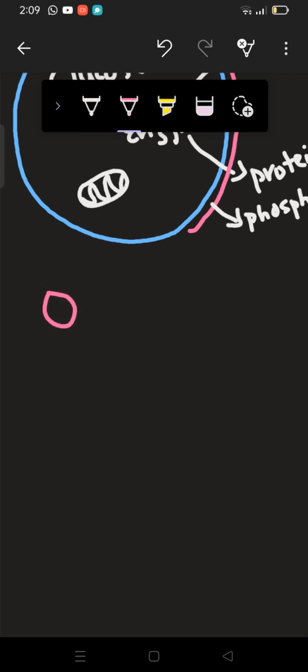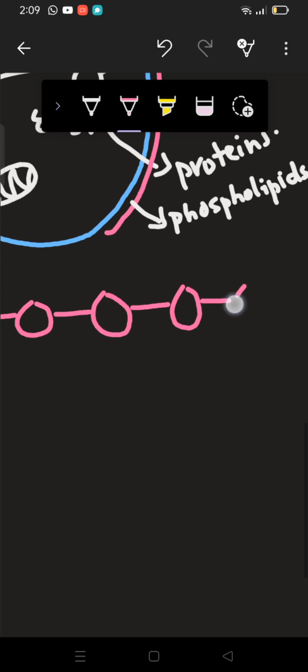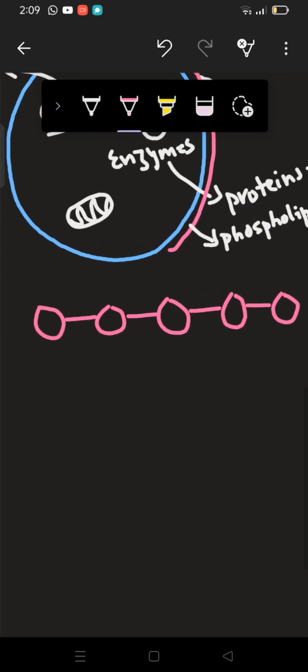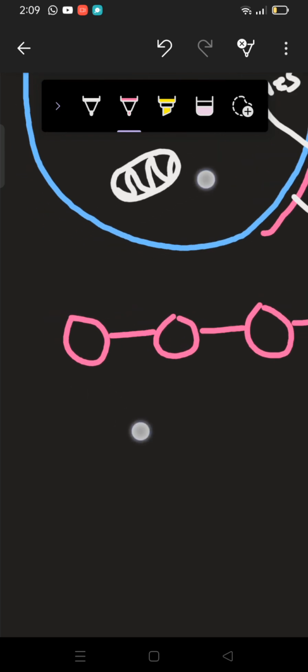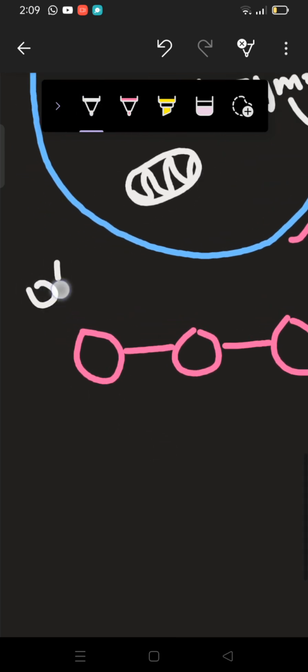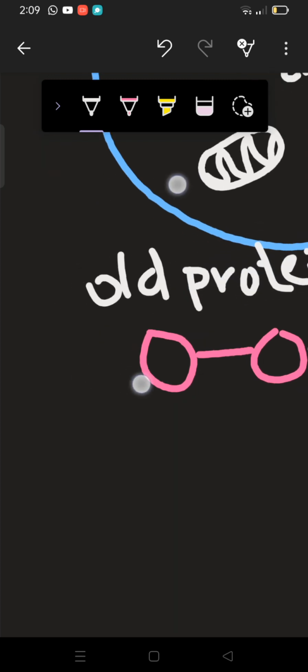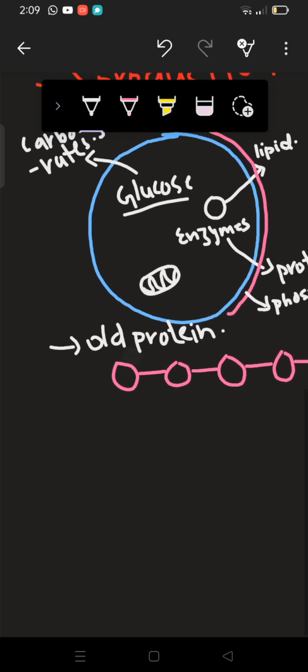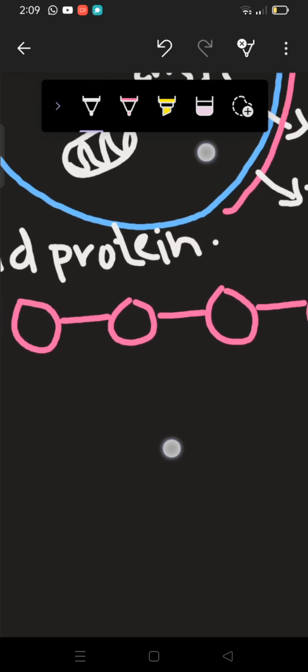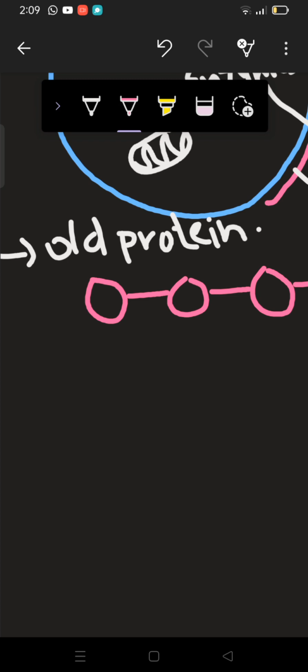So basically this is one amino acid, this is another amino acid, this is another. Protein is the chain of amino acids which are combined together by peptide bonds. Suppose this is an old protein we have; now we need to break it down, and these are the amino acids we have.